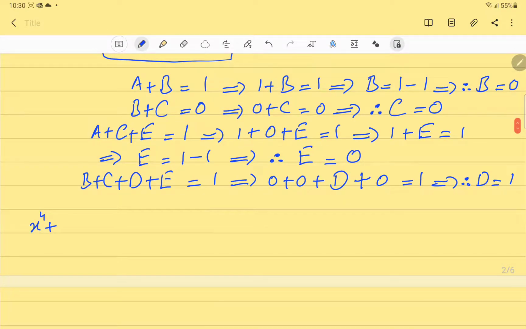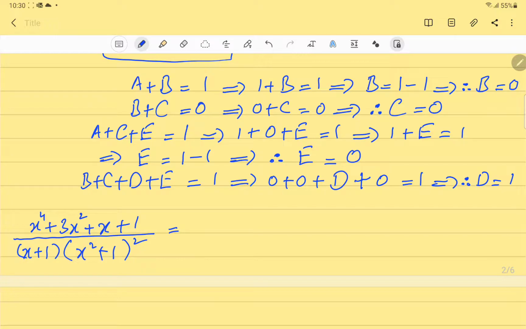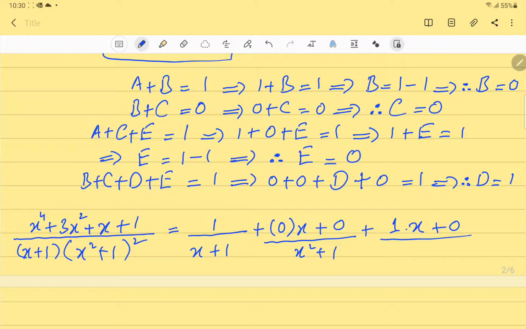x4 plus 3x squared plus x plus 1 over x plus 1 into x squared plus 1 whole squared is equal to 1 over x plus 1 plus 0x plus 0 over x squared plus 1 plus 1 into x plus 0 over x squared plus 1 whole squared.